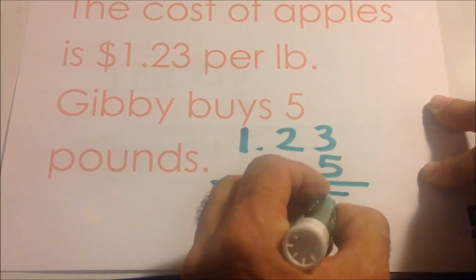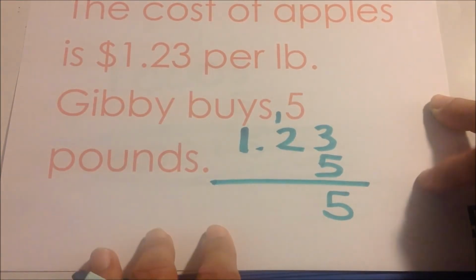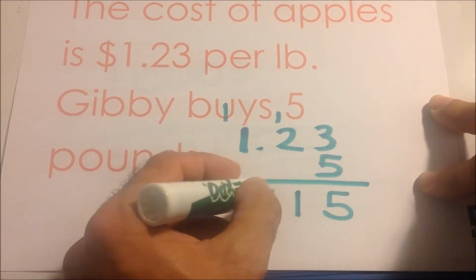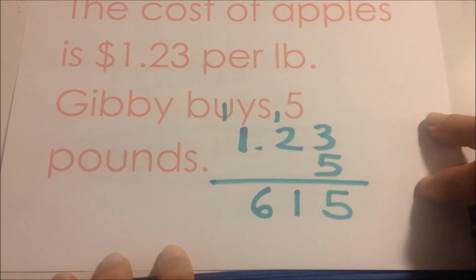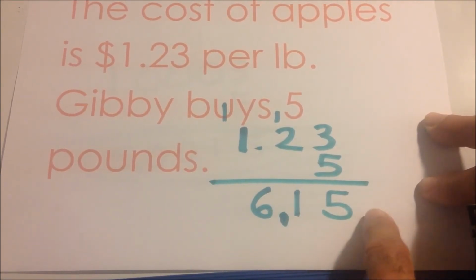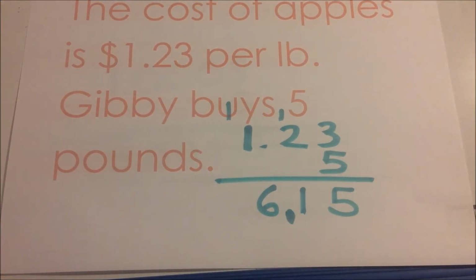So 5 times 3 is 15. Bring the 1 up. 5 times 2 is 10, so 11. 5 times 1 is 5 plus 1 is 6. And how many decimal places do we have? 1, 2. There we go. Remember, we're moving to the left, not to the right. So it's 6.15.